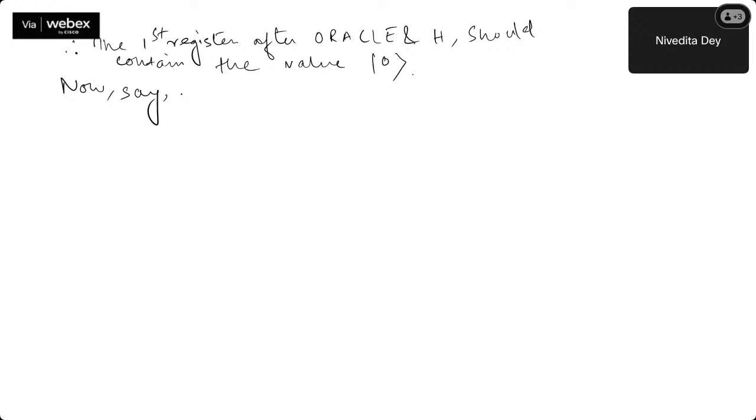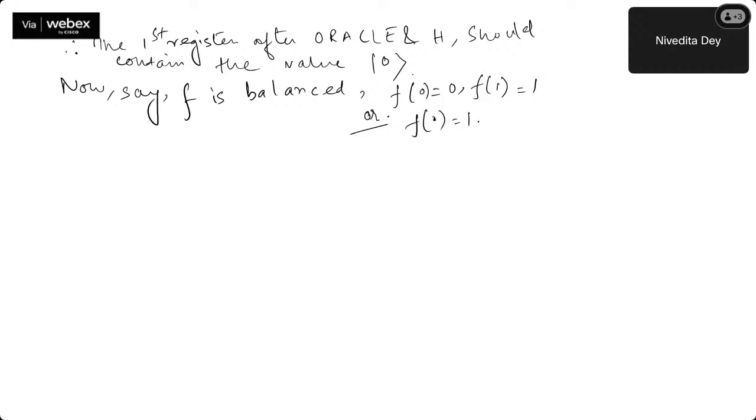Now say the function f is balanced. Constant we have taken. Now we have to take this is balanced. So what do we mean by balanced? Balanced means either f0 equals 0 and f1 equals 1, or f0 equals 1 and f1 equals 0. Okay.